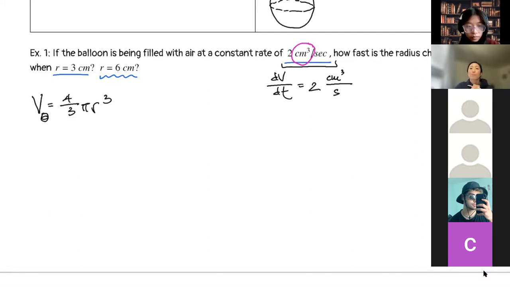Now, if I tell you how fast the volume is changing, do you know how fast the radius is changing? Like just from looking at the problem. And when you said yes, what do you think that rate of change of the radius is?